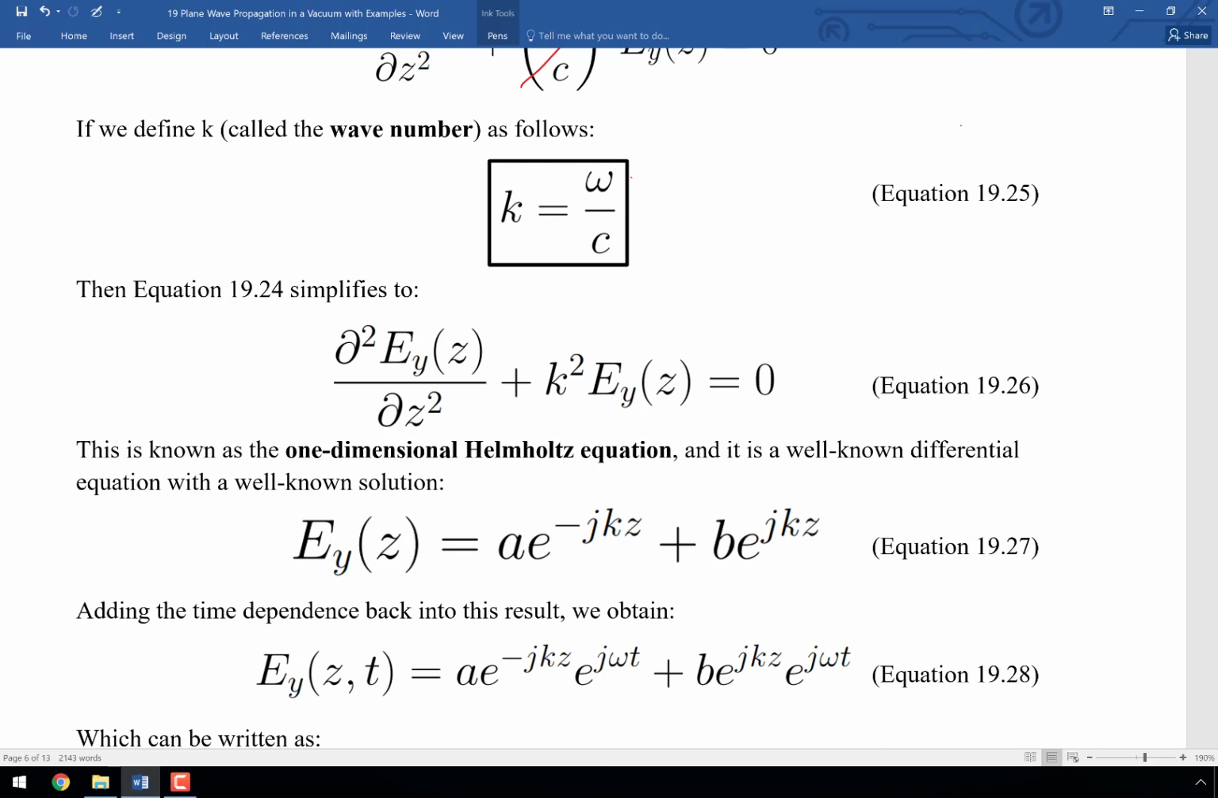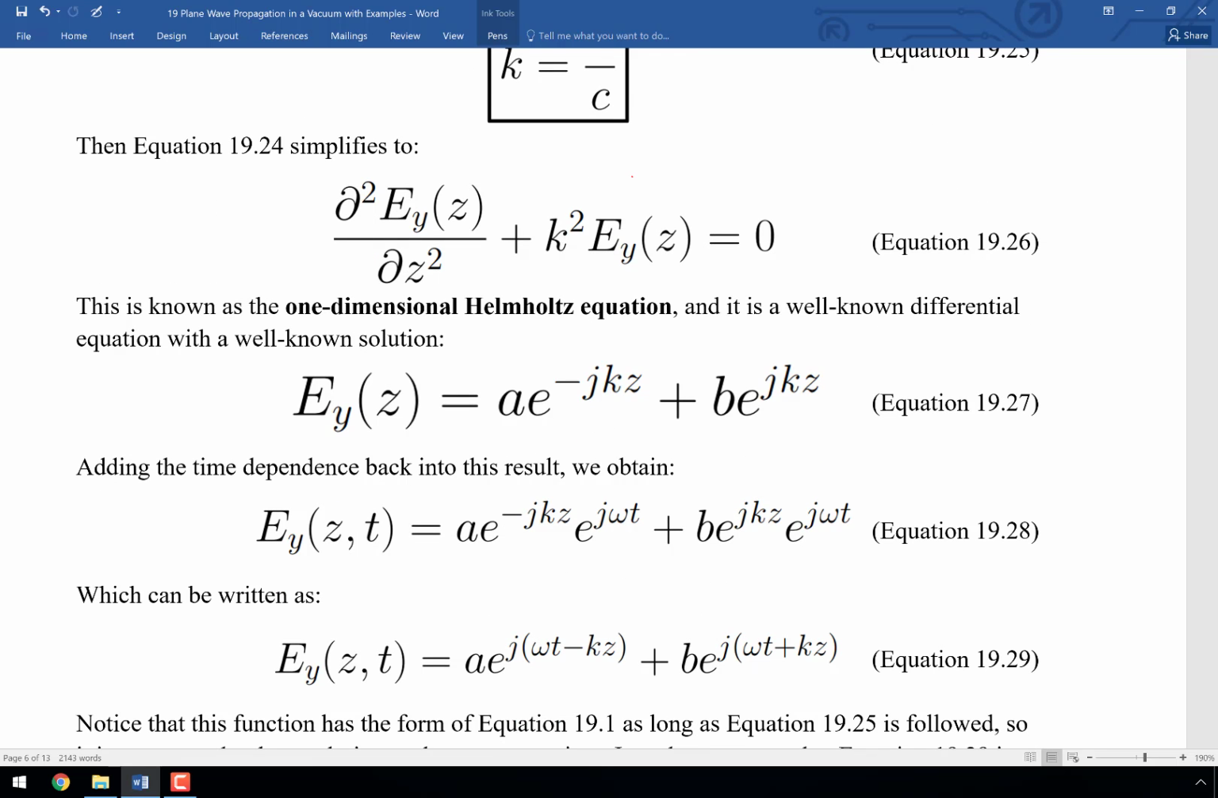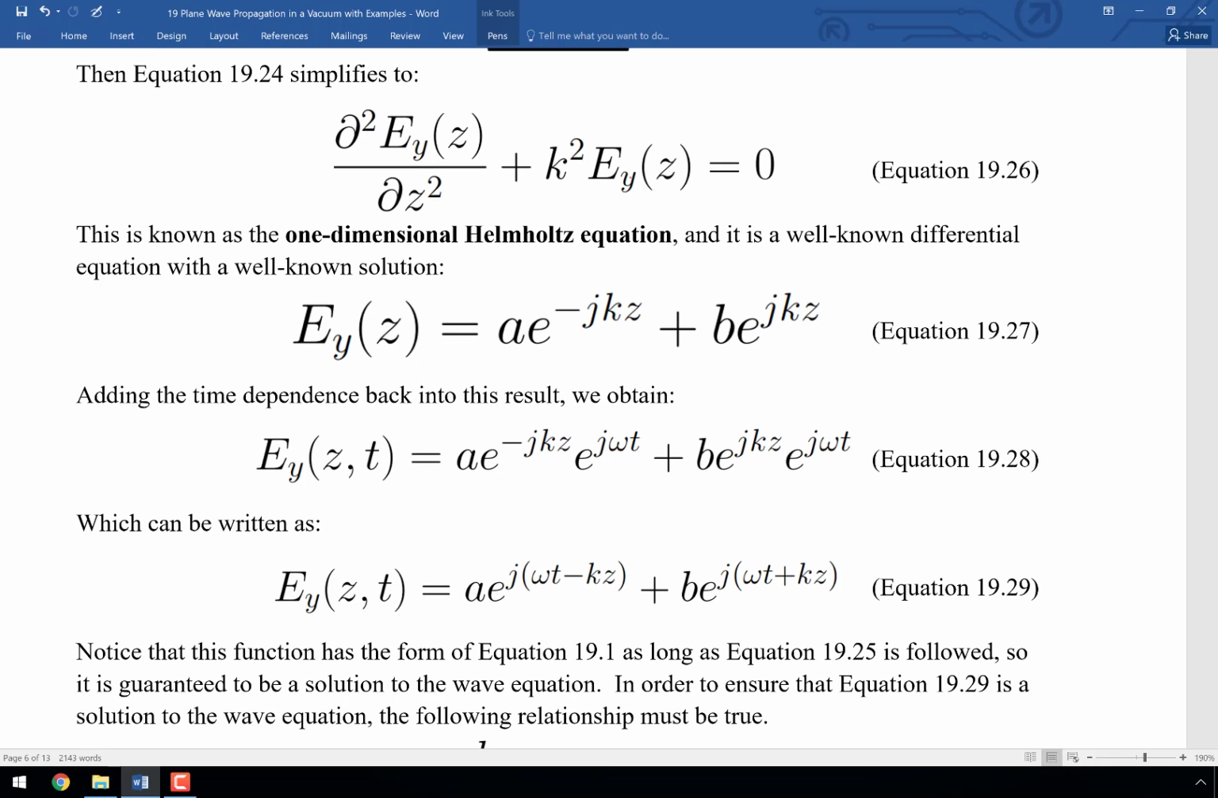We're going to add the time dependence back in. When we do that, we obtain equation 19.28, and then we're going to combine the exponents together to get equation 19.29. Of course, when we take the real part of this, we're going to get an a cosine of omega t minus kz, and a b cosine of omega t plus kz.